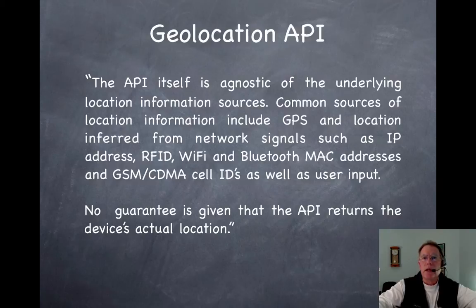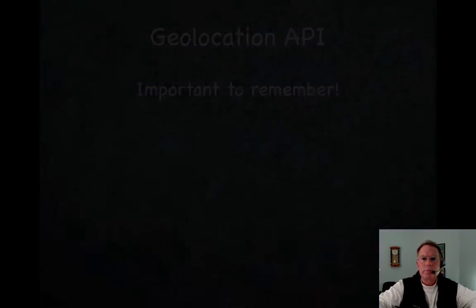The API is agnostic of the underlying location information, so common sources are GPS, which you'd have on a mobile device, and location that's inferred from network signals like IP addresses and RFID, Wi-Fi, Bluetooth, MAC addresses, router MAC addresses, GSM, CDMA, cell IDs, and so on. And there isn't a guarantee that the API is always going to return the actual device location.